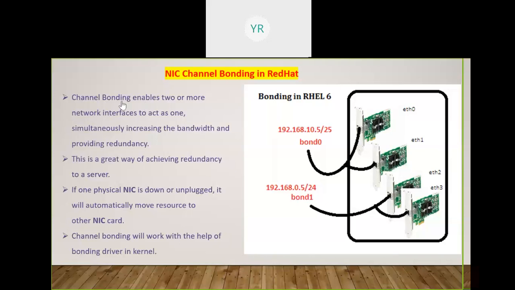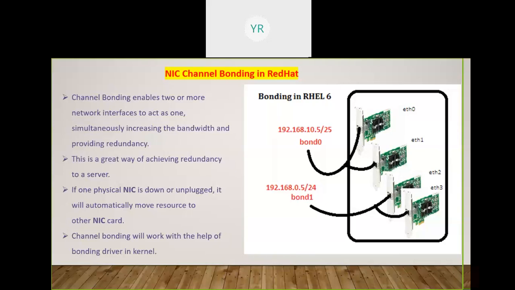This bonding facility is available in Red Hat Linux. What it does is enable two or more NIC cards to act as one. That means it will bond. The name itself indicates bond. It will bond two or more NIC cards so that we can increase the bandwidth, and it also provides redundancy and fault tolerance.